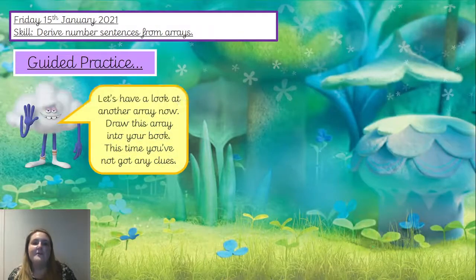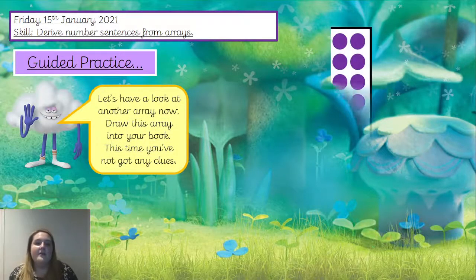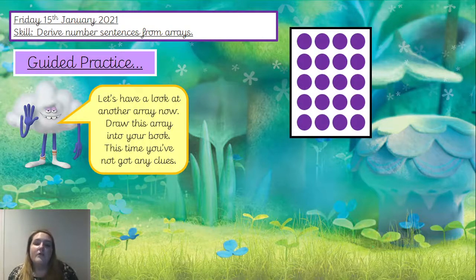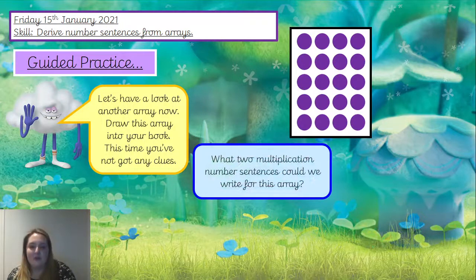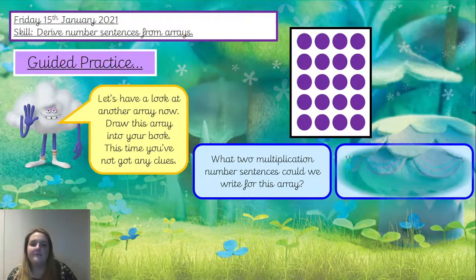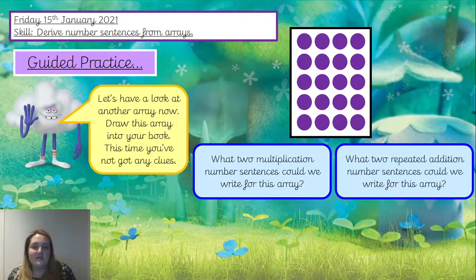Okay, time for your guided practice now then. I'd like you to have a look at this array. You are going to draw this array into your book. This time you've not got any clues to help you, and I would like you to write the 2 multiplication number sentences underneath, and then under those 2 multiplication number sentences I would like you to write the 2 repeated addition number sentences. So you should have the array you've drawn, 2 multiplication number sentences, and under that 2 repeated addition number sentences for this array. Okay, so I'd like you to pause the video and have a go at doing that now, please. Off you go, and then unpause when you're ready to have a look at the answers.